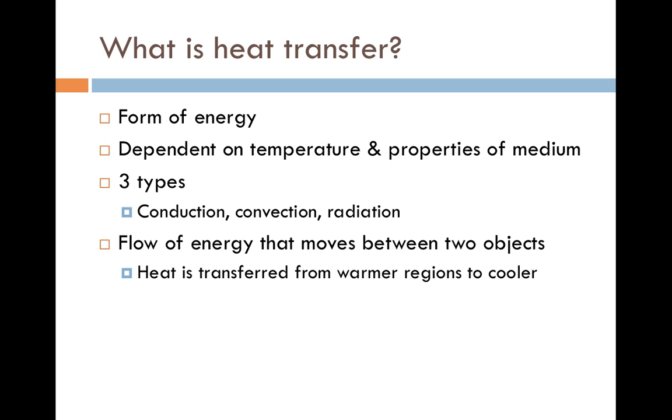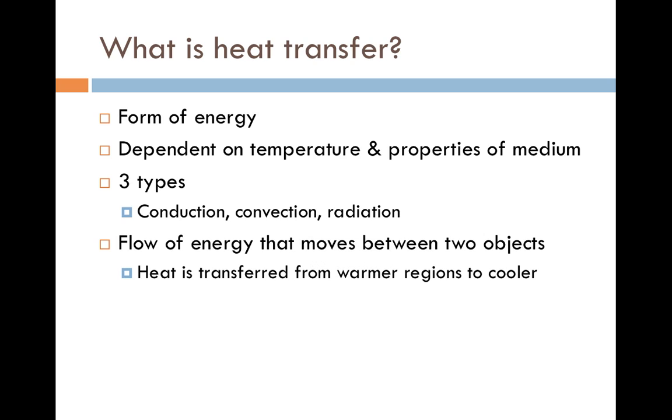Heat transfer is the flow of energy that moves between two objects. Heat is a form of energy, actually, and it is dependent on temperature and also a medium. A medium is just the object or property that the heat is being transferred through. There are three types of heat transfer: conduction, convection, and radiation.